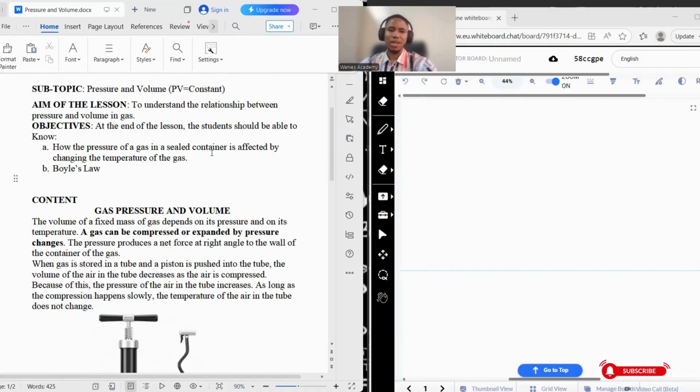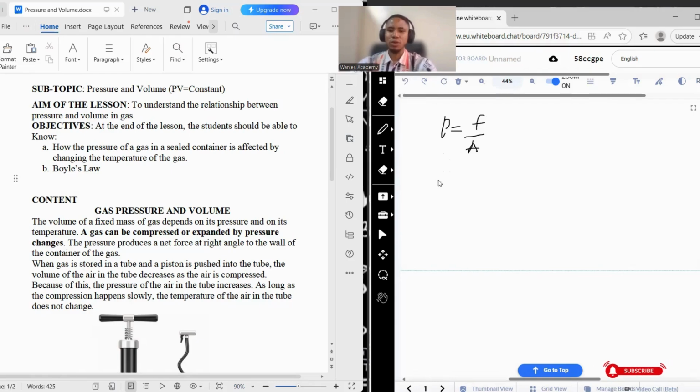So, gas, pressure, and volume. In the first place, we need to understand what we mean by gas, pressure, and volume. Gas is one part of matter. Yes, we have three types of matter: solid, liquid, and gas. That is gas. While pressure is the force exerted on a certain area. That's why we have pressure equals force over area. Okay, and that is pressure.